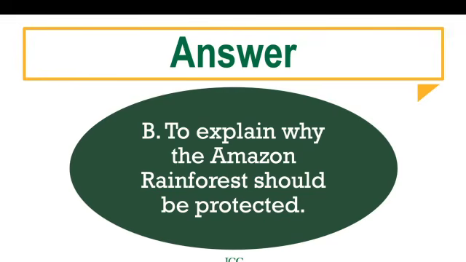So when we look at our answers A and B, where we have them telling us that the rainforest is being destroyed and how the rainforest should be protected, looking back at our paragraph, they're giving us reasons why we want to protect and save our Amazon rainforest. Therefore, answer B, to explain why the Amazon rainforest should be protected, is likely our best answer for the main purpose or the main idea of the passage.